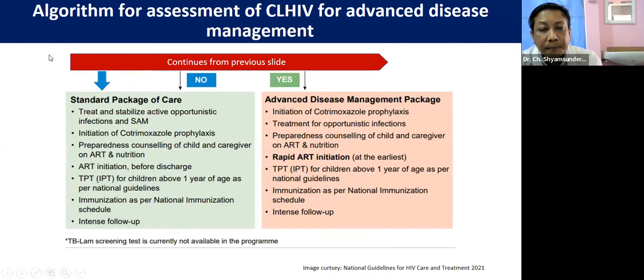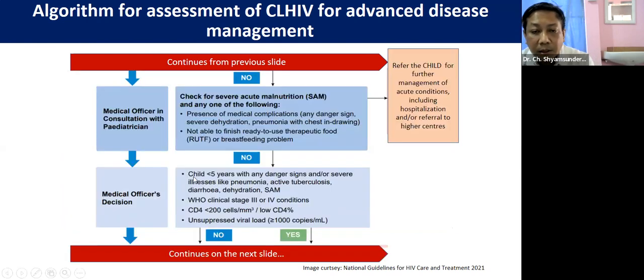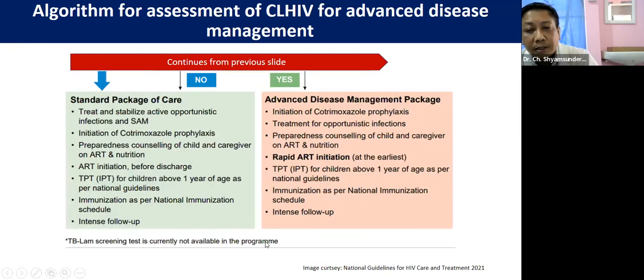Continuing from the previous slide, starting from this: the child less than 5 years with any danger signs, WHO clinical stage 3 or 4, CD4 count less than 200 cells or low CD4%, and unsuppressed viral load more than 1000 copies per ml. When it is no, and yes, we go to the next slide.